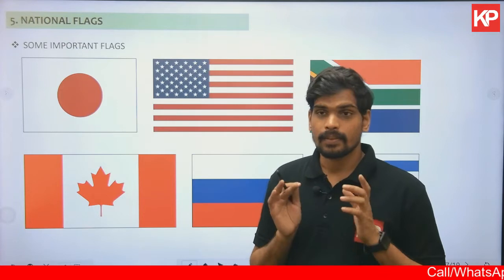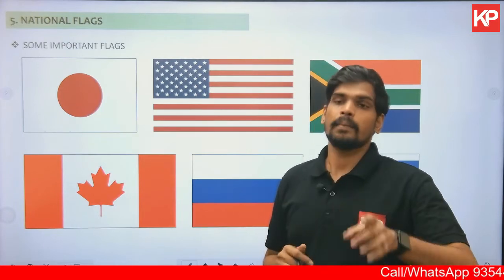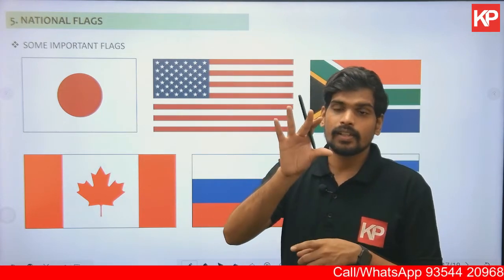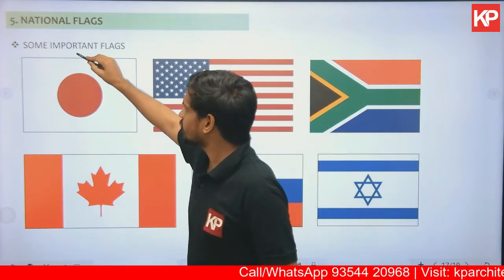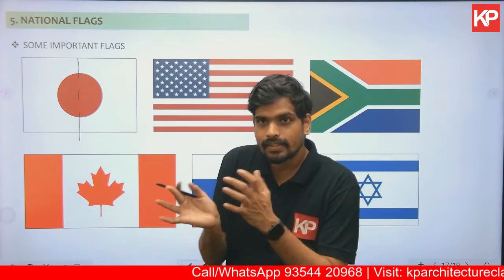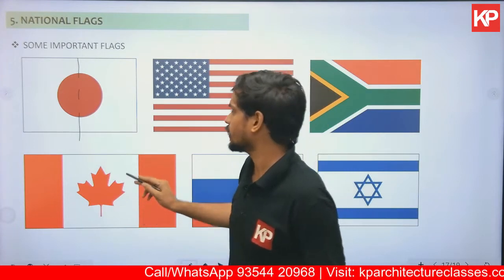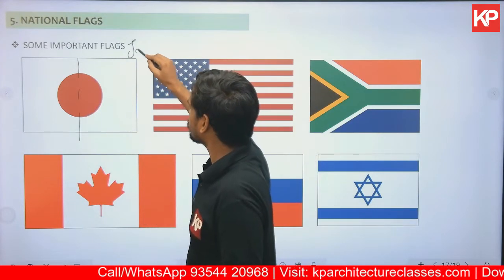Japan's flag has a similar red circle like that of Bangladesh. In Bangladesh, it is a green background with a red circle in it. Here in Japan, it is a white background with a red circle in it. But here it is central. In Bangladesh, the circle is slightly off-centered. Here it is in the center. This is the flag of Japan.